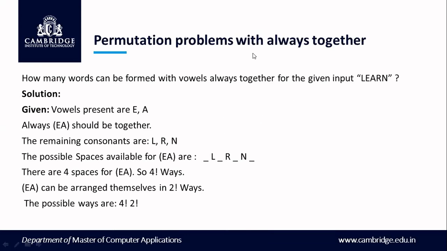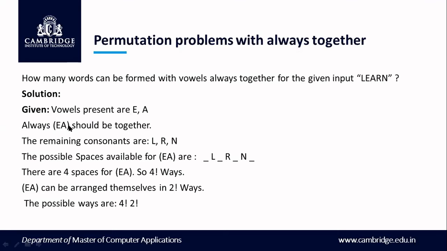So in permutation problems, there is another category with always together. What is the meaning? Let me take an example. How many words can be formed with vowels always together for the given input? The input given is LEARN. In the given input, how many vowels are present? 2 vowels, that is E and A. Always this E and A should be together.